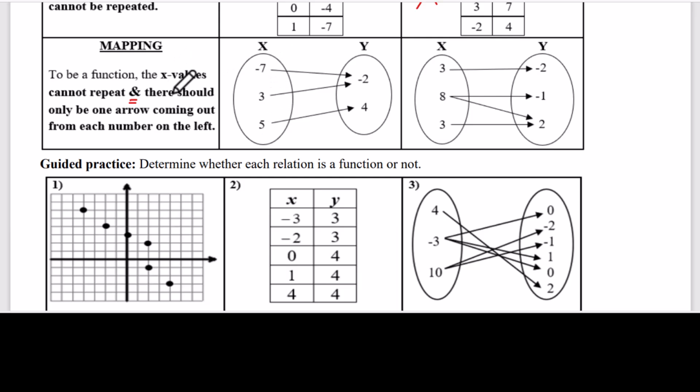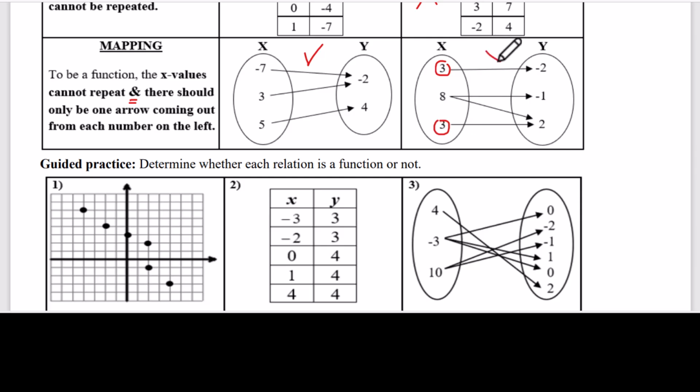The second condition is there should be only one arrow coming from the left to the right, or one arrow coming out from each number on the left. There's one arrow, one arrow, one arrow. It passes the two conditions, so it is a function. Compared to this one right here. Here, the first condition is not met because look at that, 3 and 3 repeats. So because of that, it's not a function.